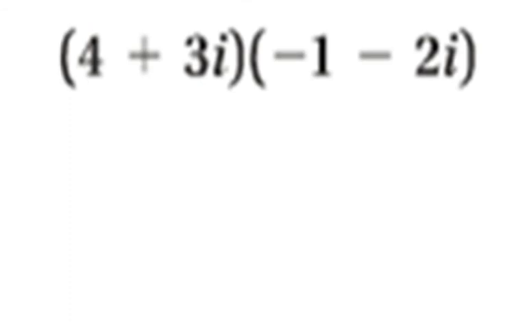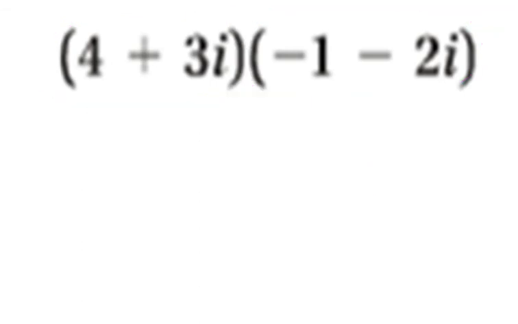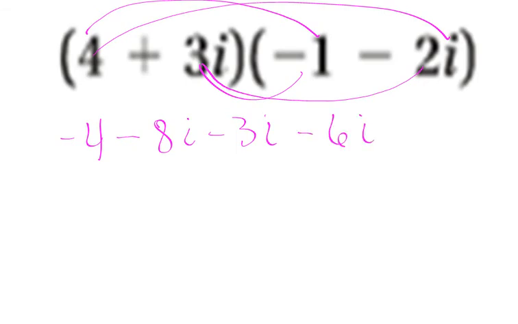All right, let's look at the next one. Oh, now we've got a binomial times a binomial, or a complex number times a complex number. So now we're going to have to use the FOIL method. So first is 4 times negative 1, that's negative 4. Outside is 4 times negative 2i, that's going to be negative 8i. Inside, 3i times negative 1 is negative 3i. And last is 3i times negative 2i, so it's going to be a negative 6i squared.